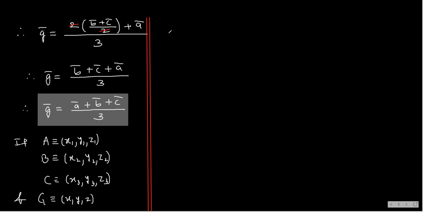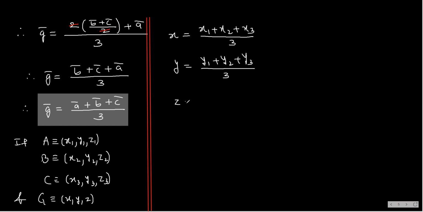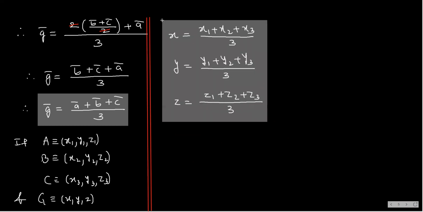So you will get x, which is the x coordinate of the centroid. X will be x1 plus x2 plus x3 upon 3. Y will be y1 plus y2 plus y3 upon 3, and the z coordinate of the centroid will be z1 plus z2 plus z3 upon 3. This completes the detailed explanation about the centroid of a triangle.